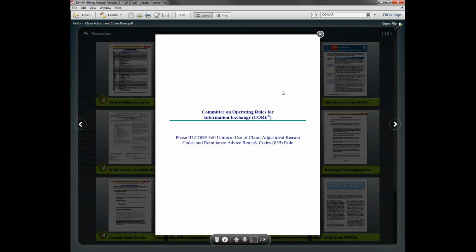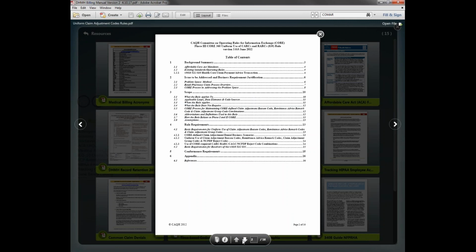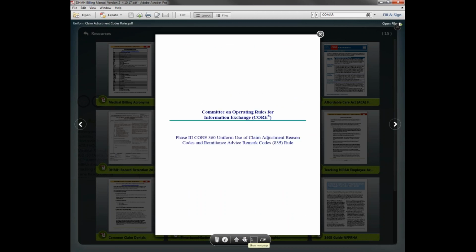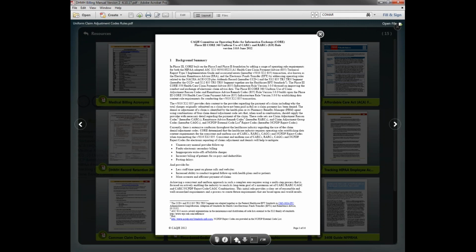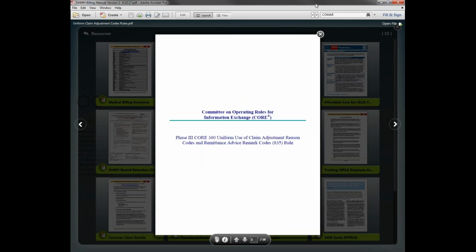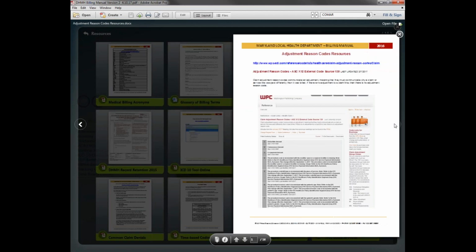This is the uniform claim adjustment reasons. The reason we included this is because when you have a claim denied or there's a problem, they will give you a code. And there's a standard set of codes that Medicare puts out, but they don't have a comprehensive set. They just update it. So the CORE, which is the Council for Affordable Quality Healthcare's Committee on Operating Rules for Information Exchange, they maintain it, and it's through the Washington Publishing Company, and you can go online to get those codes and the information.